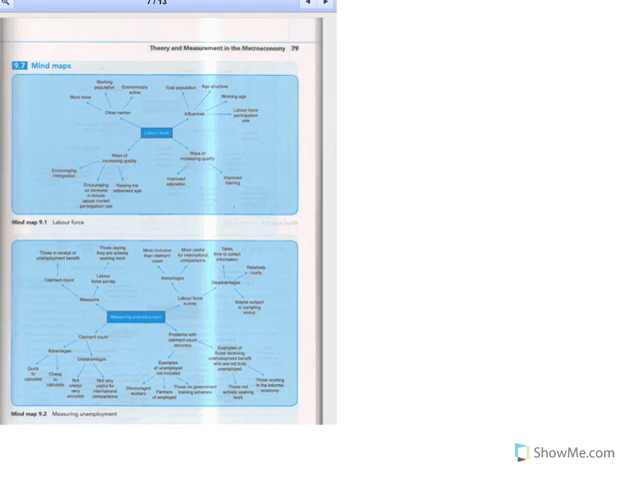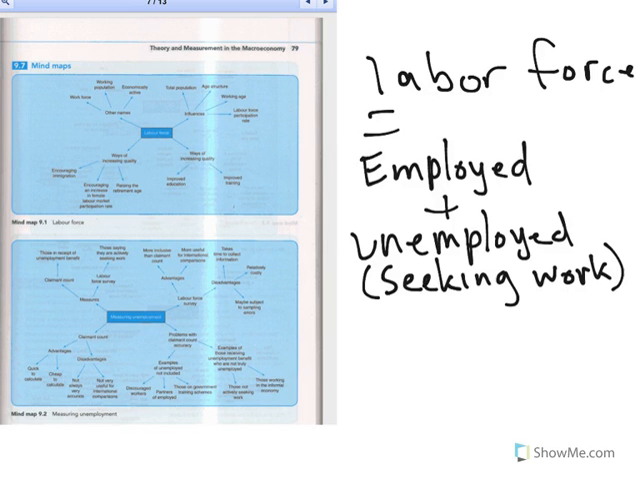In class, we discussed that the labor force is equal to the employed plus the unemployed seeking work. And here you can see the diagram of how we both calculate and how we understand the labor force.